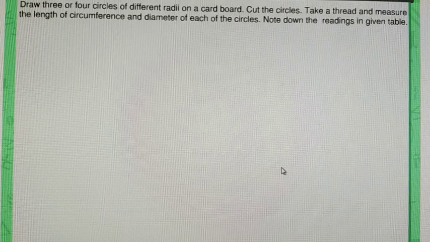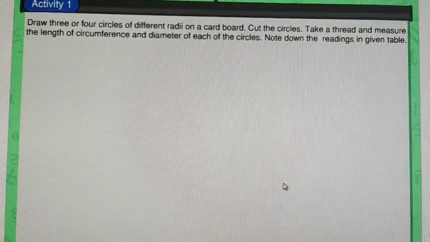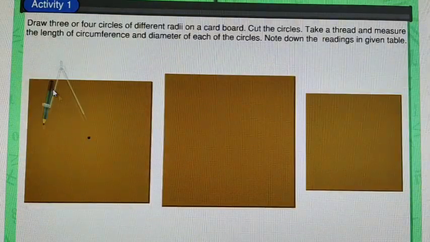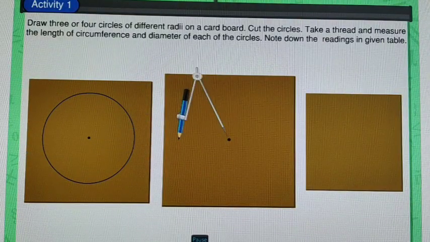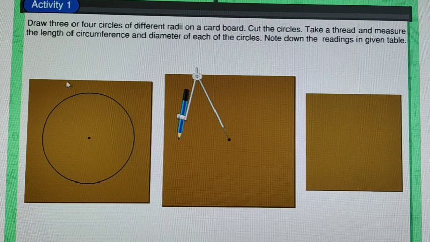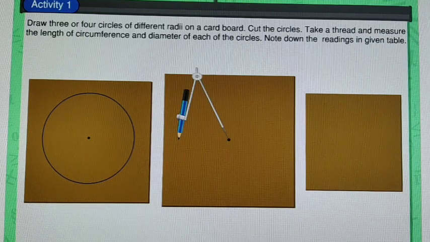Now let's solve one activity. Draw 3 or 4 circles of different radii on a cardboard. Cut these circles. Then take a thread and measure the length of circumference and diameter of each of the circles. Note down the readings in the given table. This activity is in your textbook only, page number 23.